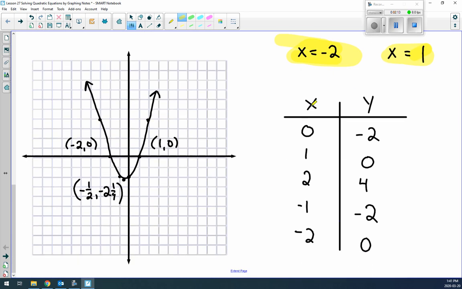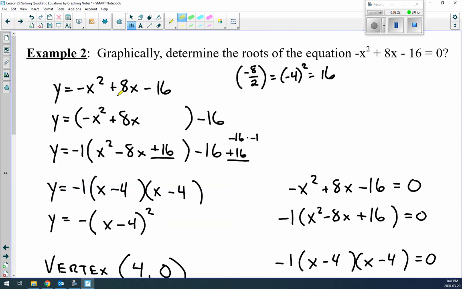And if you wanted to, you could set it up with a table of values, x and y, pick some values, plug them in, get your y values, and move on. Okay, example number 2, next page. This one is to graphically determine the roots of the equation. All right, so what we got here, you can see right away, it's in this form. Hey, what's the y-intercept? Right away, the y-intercept is negative 16.